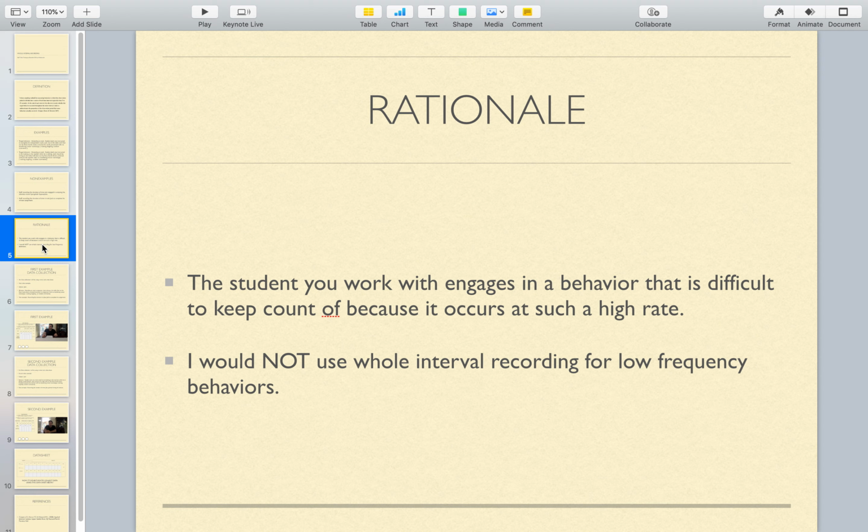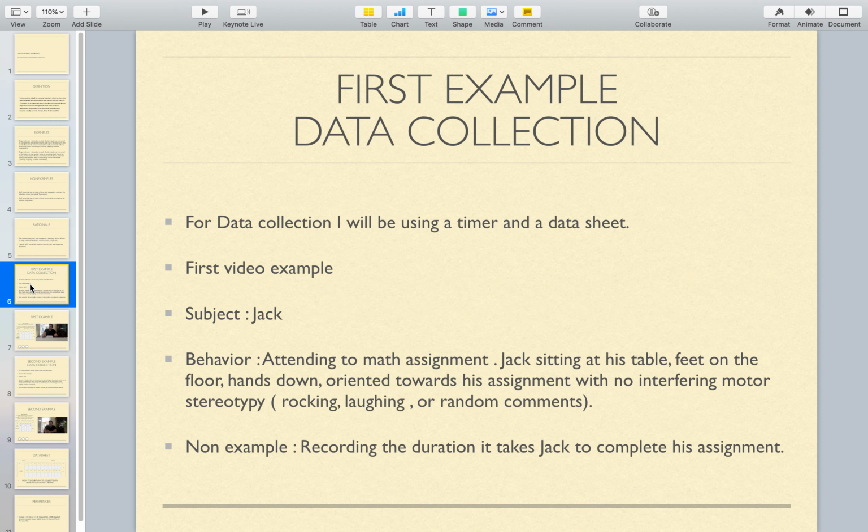I would not use whole interval recording for low frequency behavior. So, for example, data collection. For data collection, I will be using a timer and a data sheet.